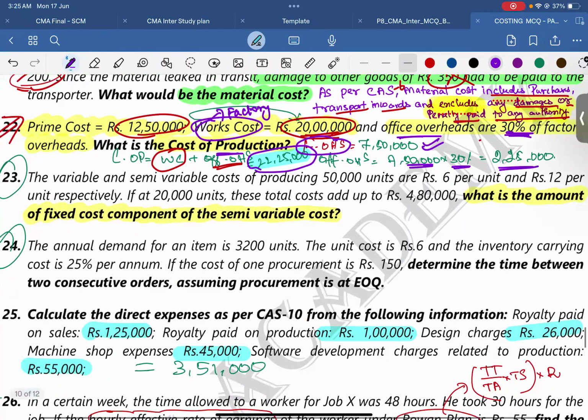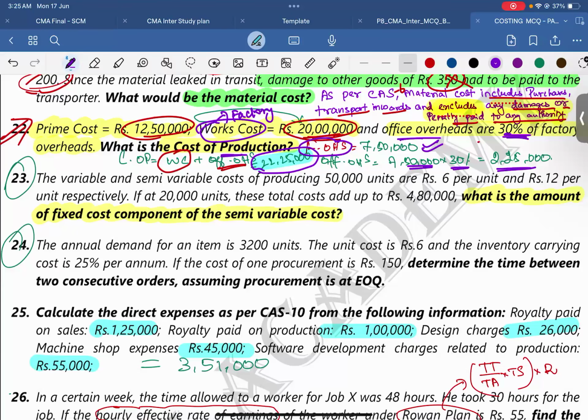Kindly adjust with my voice, guys. I'm completely gone out of my voice. It's completely draining for me. Question number 23 and 24 we'll see a little bit later.